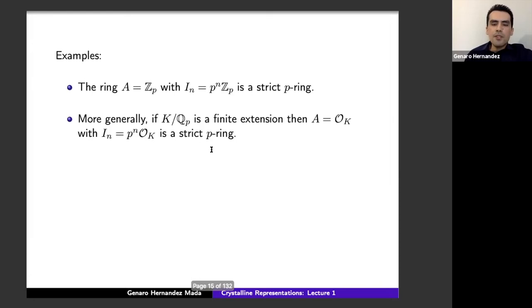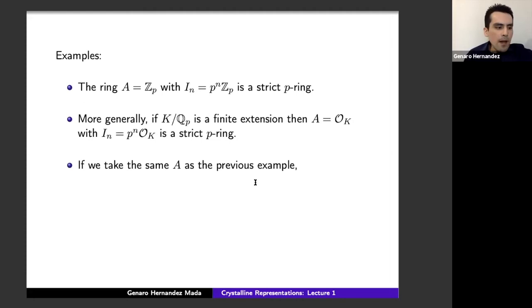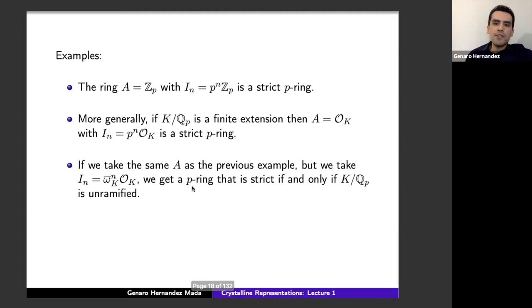Just to mention that if we take the same A, but instead of the ideals generated by powers of p, we take the ideals generated by the powers of a uniformizer, right? I'm denoting the uniformizer like this. In that case, we get a p-ring, but it's not strict in general. It would be strict if and only if the extension is unramified.